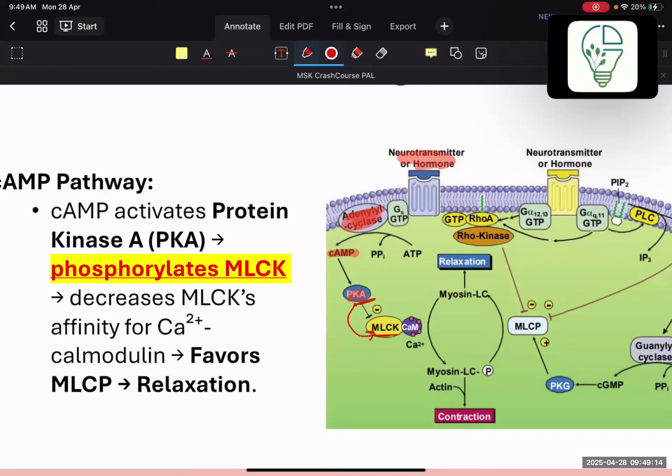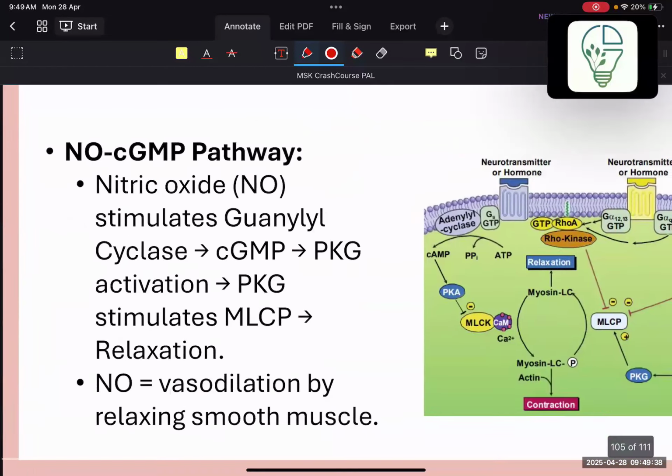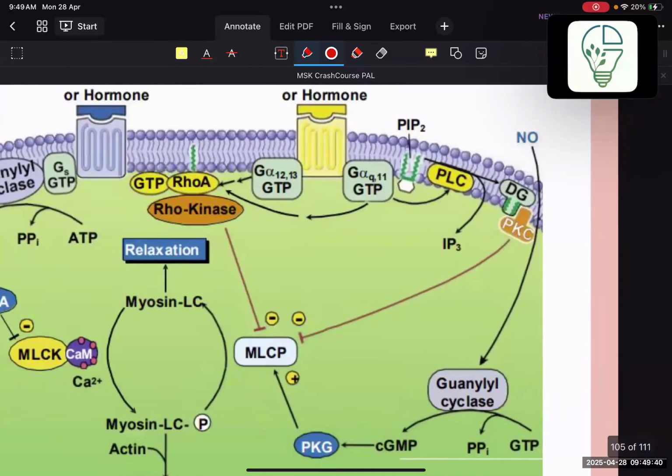This will inhibit MLCK. So MLCK phosphorylates the myosin light chain, and this activates the myosin head. However, if PKA, protein kinase A, phosphorylates MLCK, that will actually inhibit MLCK's activity. And this means that if you're decreasing MLCK, what are you increasing? MLCP. What's going to happen? Relaxation. The other pathway is nitric oxide.